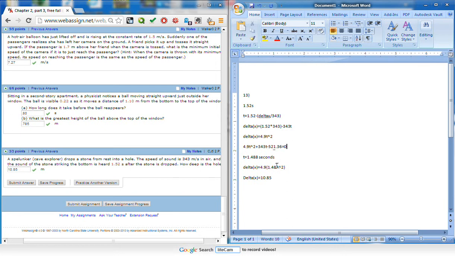And now that you know time, you know enough things to solve for delta x. You can just plug it back into one of the kinematic equations. I just used number 5 again, which states delta x equals vt minus 1/2 at squared, which simplifies out to 4.9 times 1.488 squared. And if you solve all that out, you'll get delta x equals 10.85.